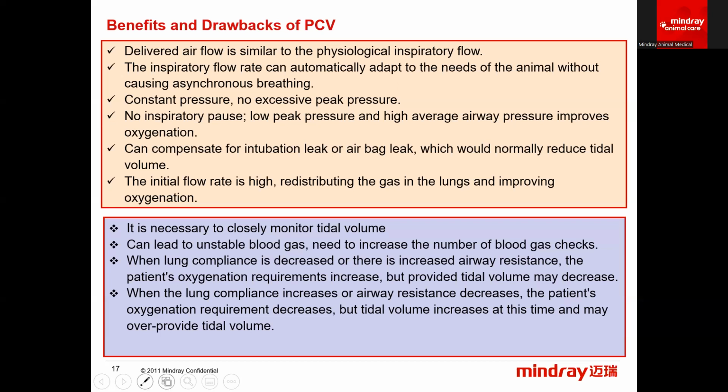With this, though, you do have to keep an eye on what kind of actual tidal volumes you're reaching. You don't want to end up with some dynamic hyperinflation. Your blood gases can tend to vary, so you'll have to do additional blood gas checks. And if lung compliance is decreased, or if there's additional airway resistance, your patient's oxygenation may end up requiring more ventilation, but your tidal volume might end up going down because the patient just cannot accommodate a bigger breath.